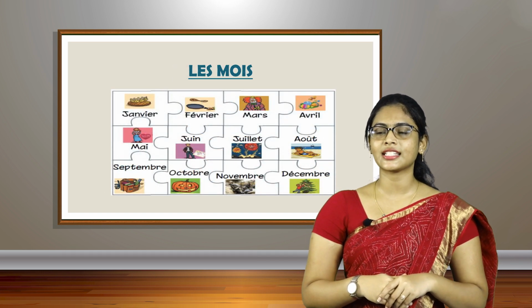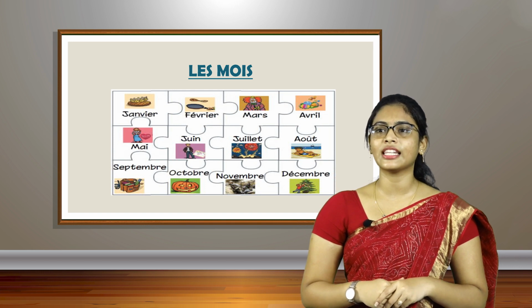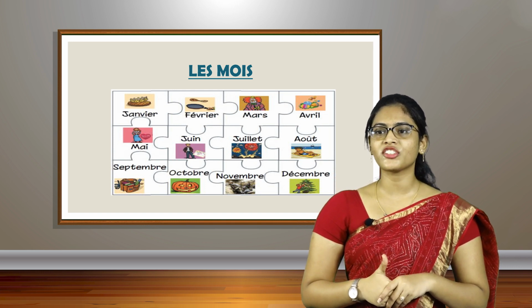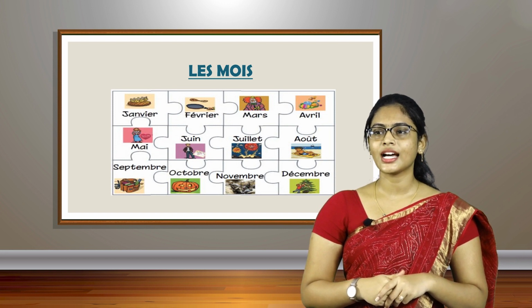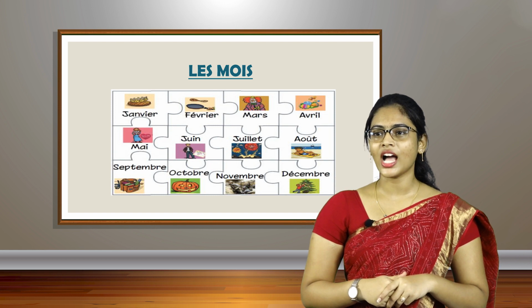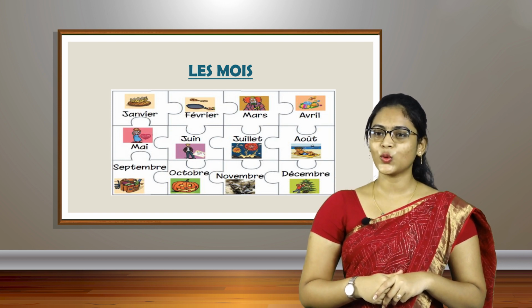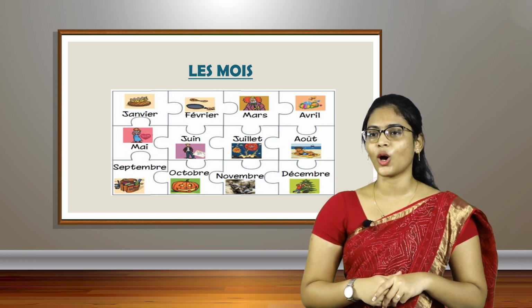Months, days and the seasons. To start off with the months, les mois. Janvier, février, mars, avril, mai, juin, juillet, août, septembre, octobre, novembre et décembre.